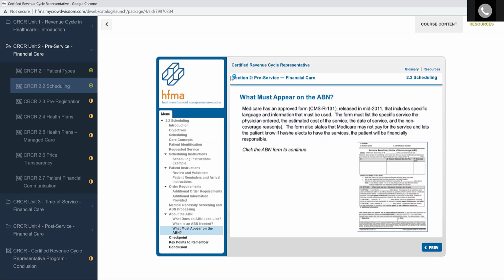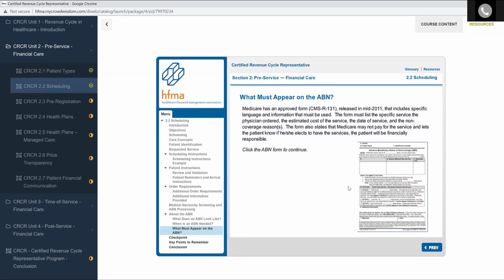Yeah. Okay. So what must appear on the ABN? Medicare has an approved form. It was released in mid-2011. I didn't read it out loud, but just jot down that that's the form number, CMS R131. Sometimes they throw those in there. You'll see it along with like what's a 1500 and a UB in their name. So just jot that down somewhere that that's the Medicare approved form number. It was released in mid-2011. It includes specific language and information that must be used.